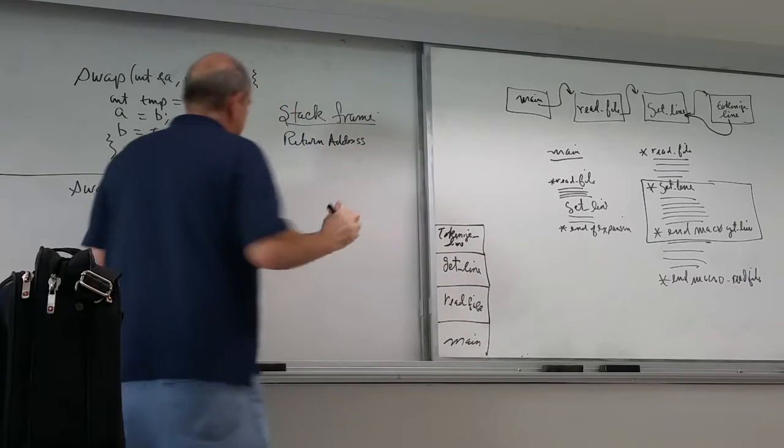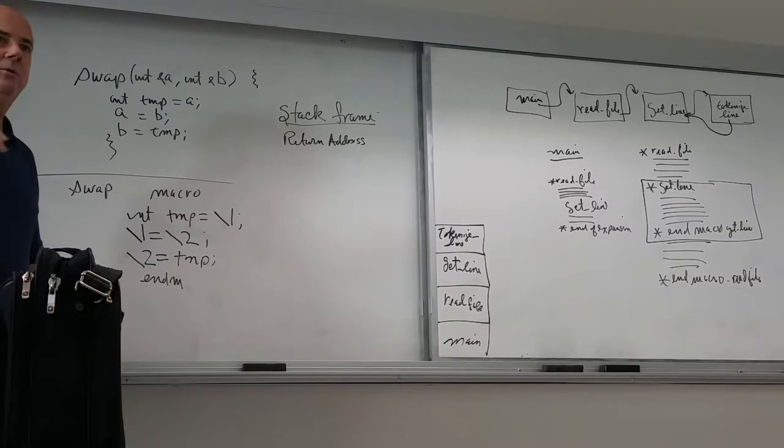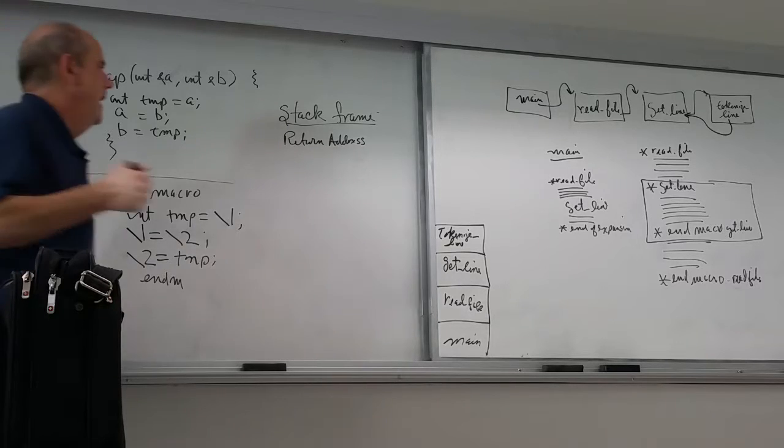Well, do we have this with macros? No, we don't. Why don't we? Because we don't jump anywhere, so there's no return address to go back to. What else goes in an activation record? Parameters. Parameters? Absolutely.